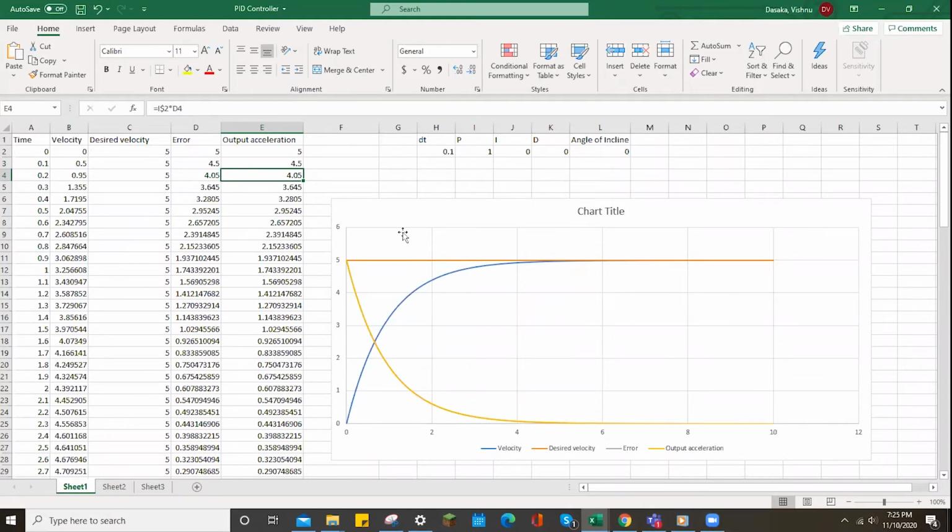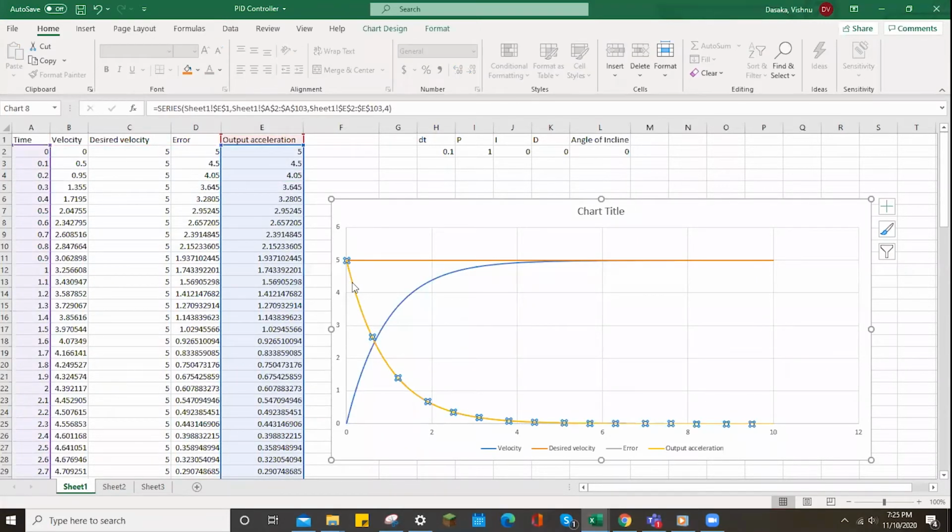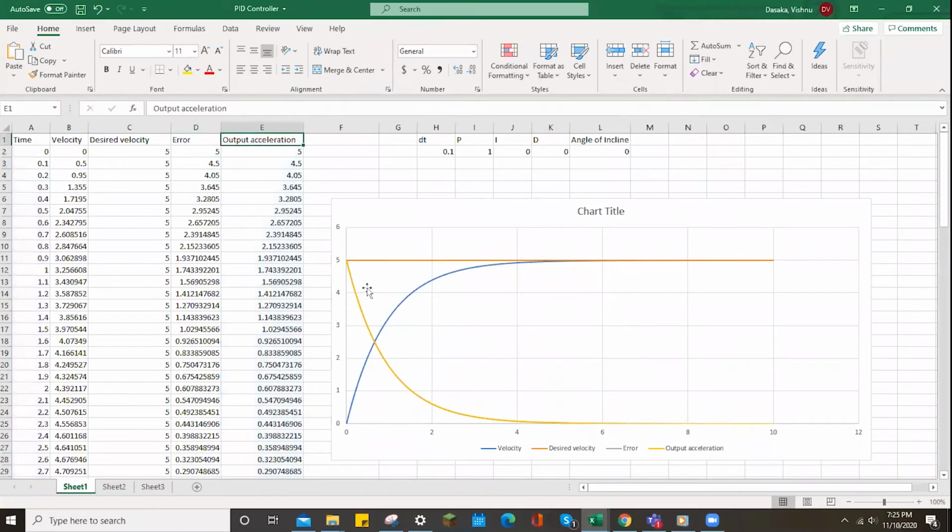So if you look here, this is the error. It says output acceleration, but if you notice, the error numbers are the same as the output acceleration numbers, for this scenario as we have P equals 1. The error is directly proportional to the velocity, because as the velocity is getting closer and closer to the desired value, your error is getting smaller and smaller to 0. And same with the output acceleration. Output acceleration is also decreasing to 0.